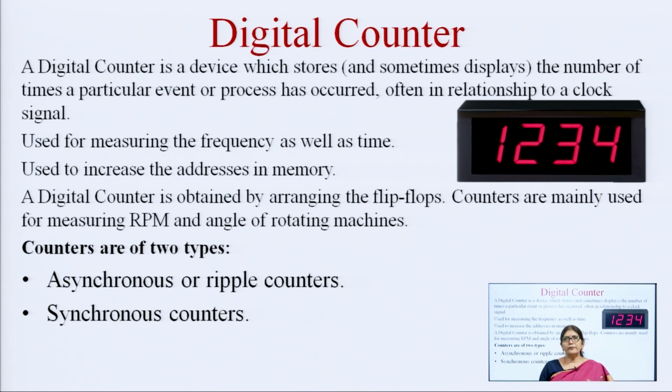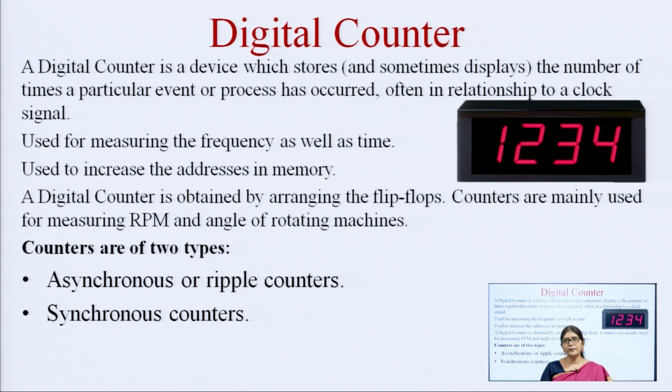Digital counters are devices which store the number of times a particular event or process has occurred, often in relation with the clock signal. So, it is used for the measurement of frequency as well as time. Digital counters can be used when we want to count the number of persons entering a mall. We can place a sensor that senses that a person is coming, and then it generates a pulse, and that pulse is counted by the counter. So, we can use the digital counter for counting the number of persons entering a stadium or a mall also. So, counters are of two types.